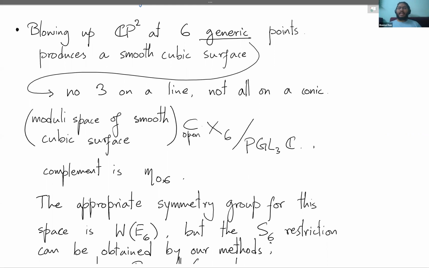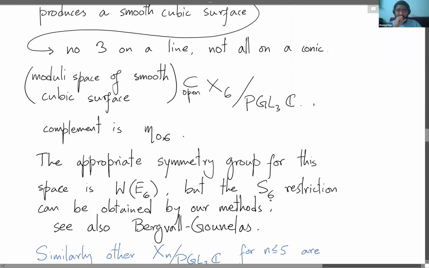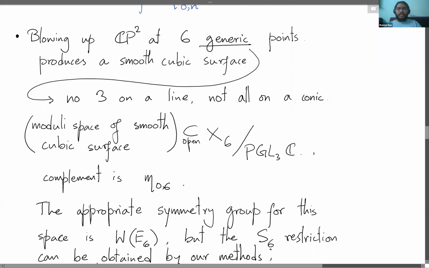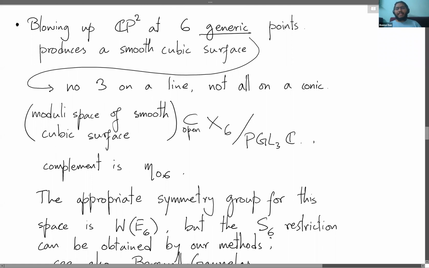So we also understand that because that's by the same description above, M06. So, choice of 6 points on the conic. And so knowing things about X6, because we already know things about M06, also gives us facts about the cohomology of the moduli space of smooth cubic surfaces.